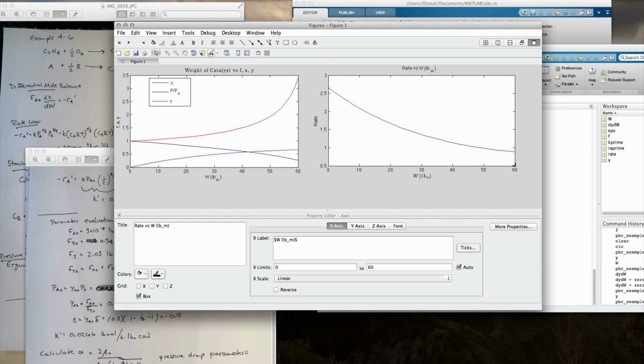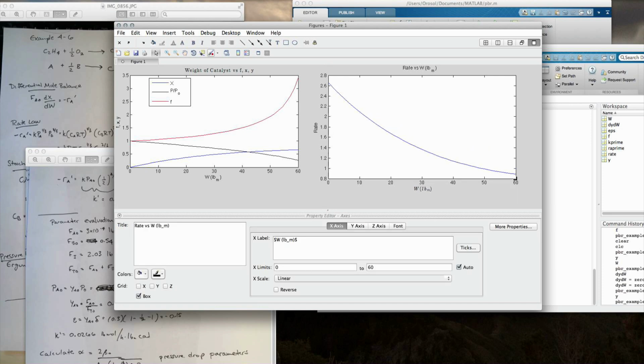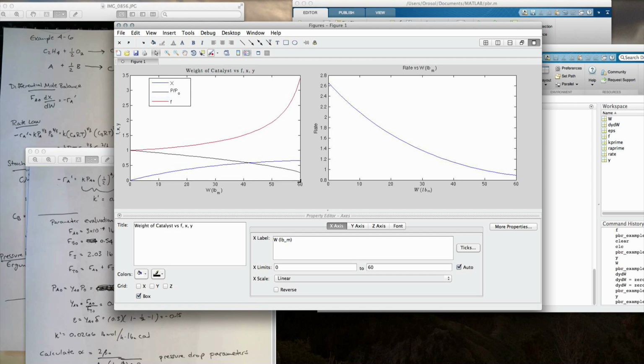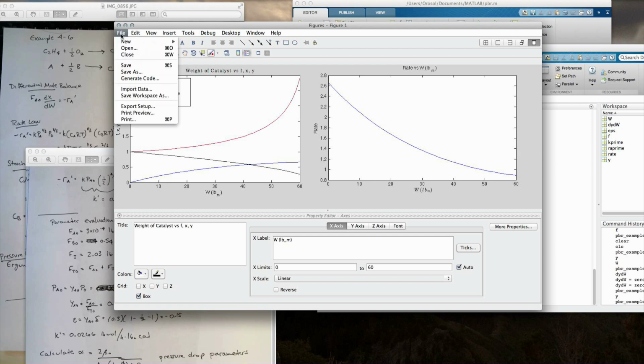None of this editing is really required. I just wanted to show you that this is possible with MATLAB. This is one reason why I like MATLAB better than Polymath. I feel like it's easier to make good plots. So then you can, I want to save this plot.